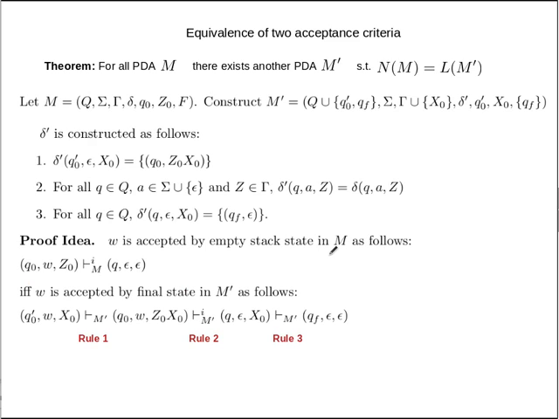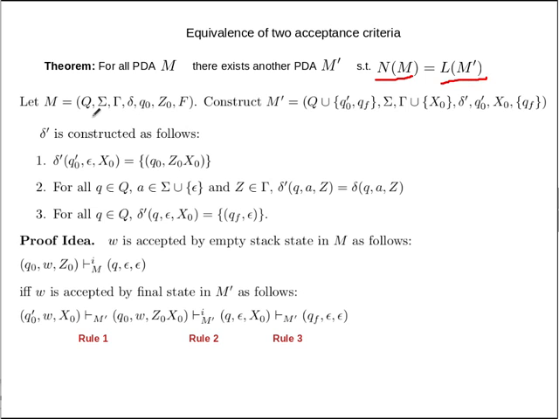So now we prove the other part. If you have a PDA M and you consider the language which is accepted by M by empty stack, N of M, then there exists a PDA M prime which accepts the same language, N of M, but this is L of M prime. So M prime is accepting this language via final state. So given M, again we will construct this M prime and show that the languages are equal.